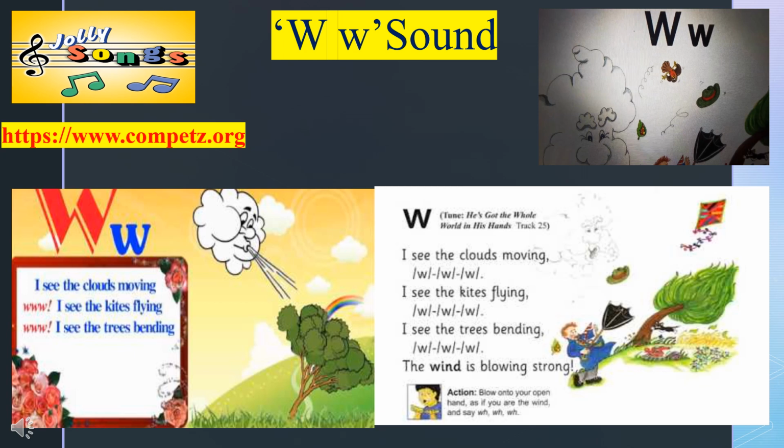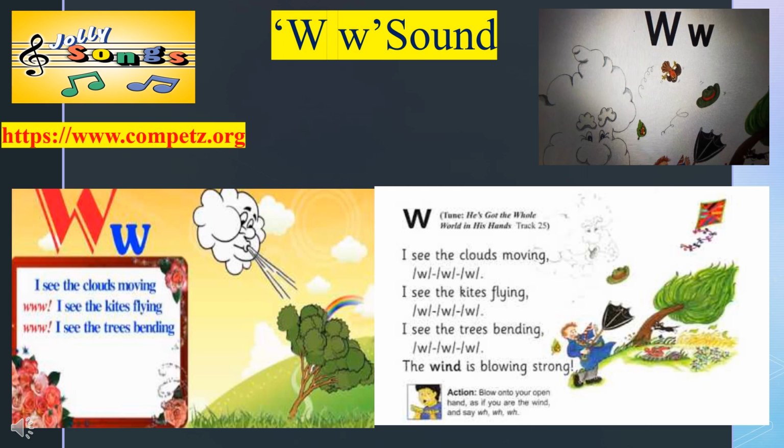Why are these things happening? The cloud is moving, the kite is flying by its own, the trees are bending by their own. Why is it happening? Because the wind is blowing strong. Because the wind is blowing very strong, isn't it, children? Yes, the wind is blowing strong.